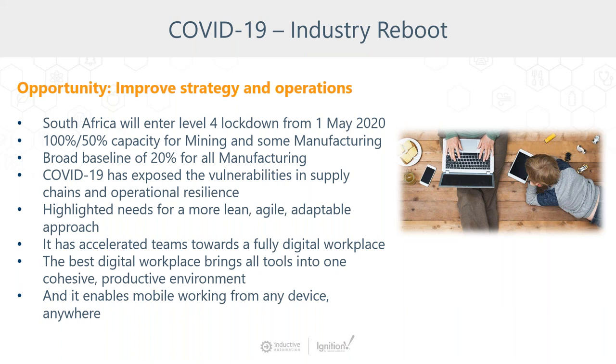So COVID-19 has really exposed the vulnerabilities in supply chain and operational resilience of our manufacturing here in South Africa. It has really highlighted the need for a more lean, agile and adaptable approach, and the always-on mentality that Kevin mentioned. It has also very rapidly accelerated our teams towards a fully digital workplace, which I would safely say most teams were not prepared for or enabled for.